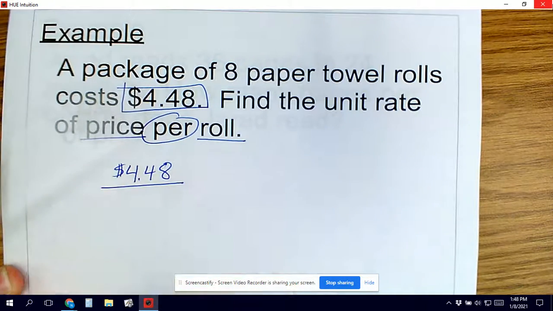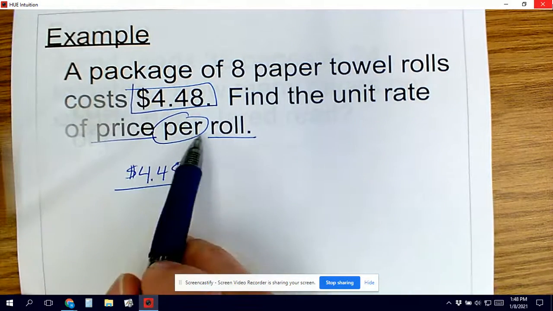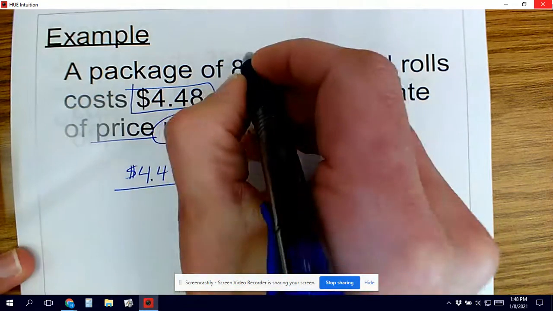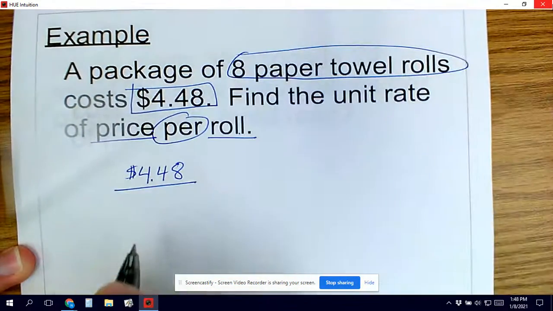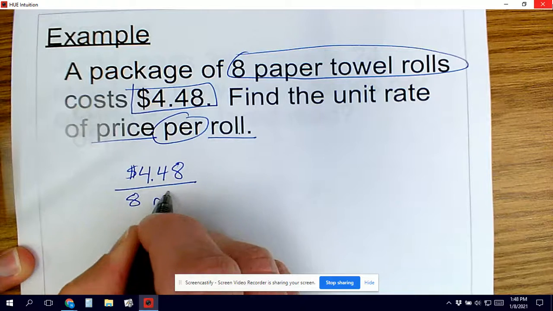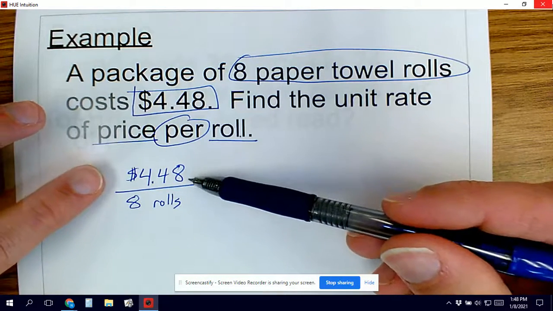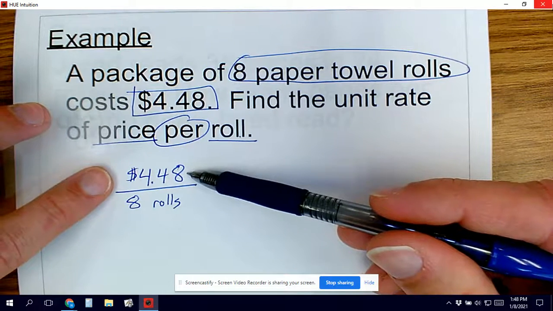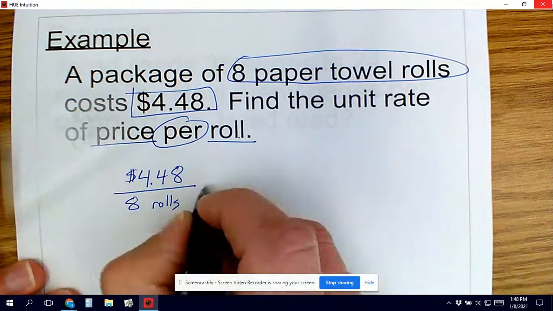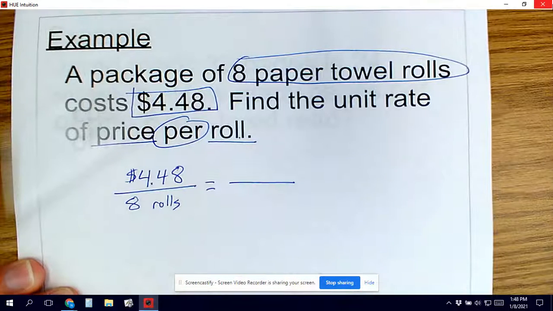So we're going to list that as the beginning of our rate, and we're comparing it to the number of rolls we get. For $4.48, we get 8 paper towel rolls. So 8 rolls. Again, get in the habit of labeling your values, your quantities, and your rates. $4.48 to 8 rolls. We're finding the unit rate, so I'm setting it equal to another rate.